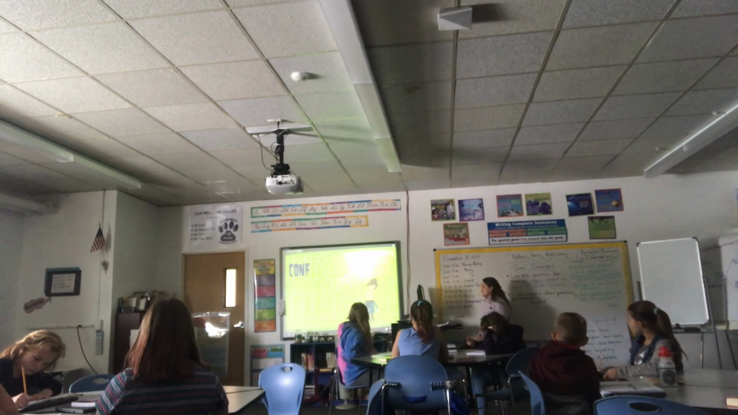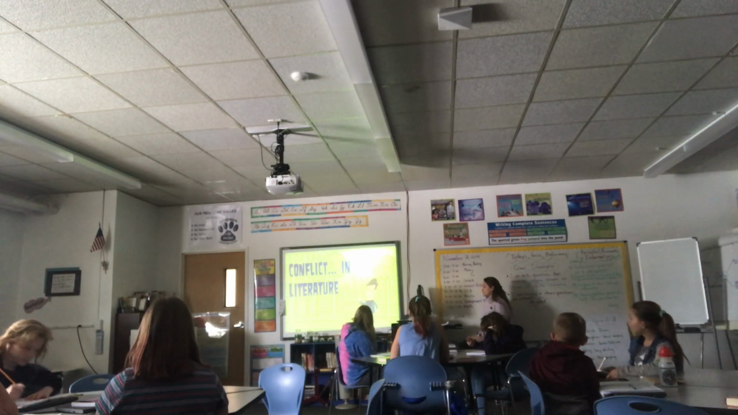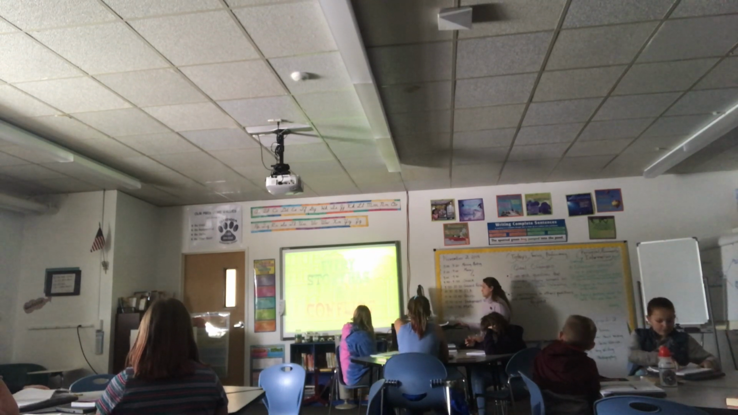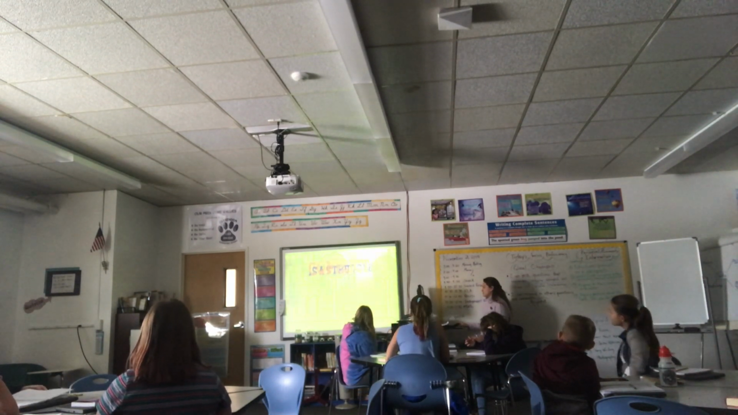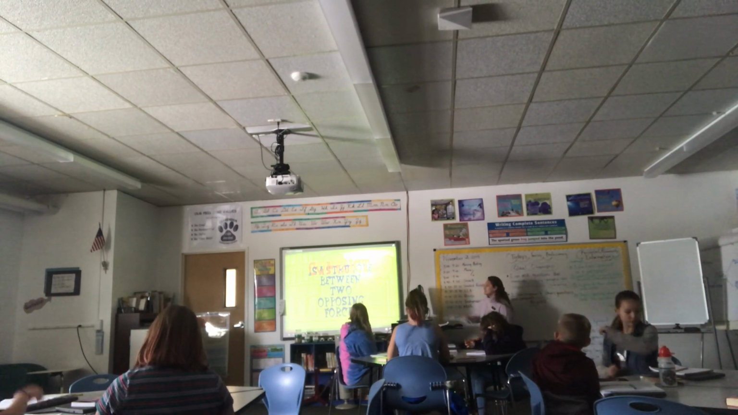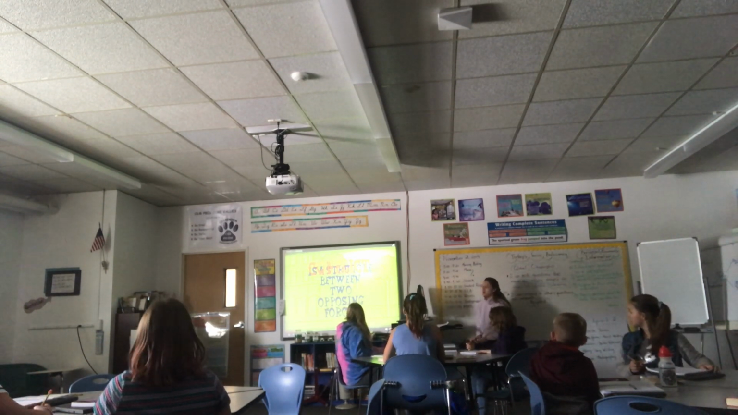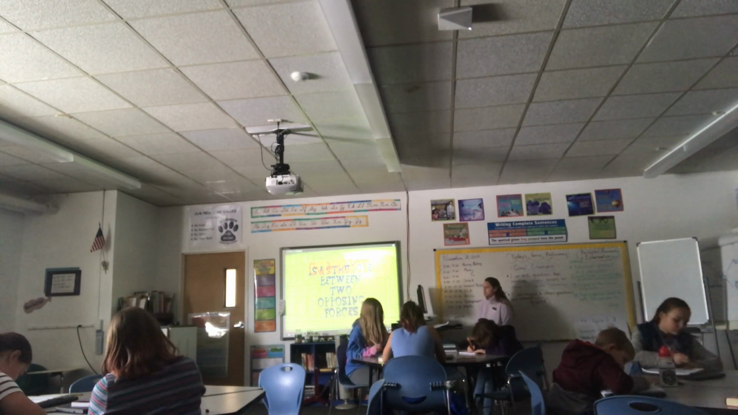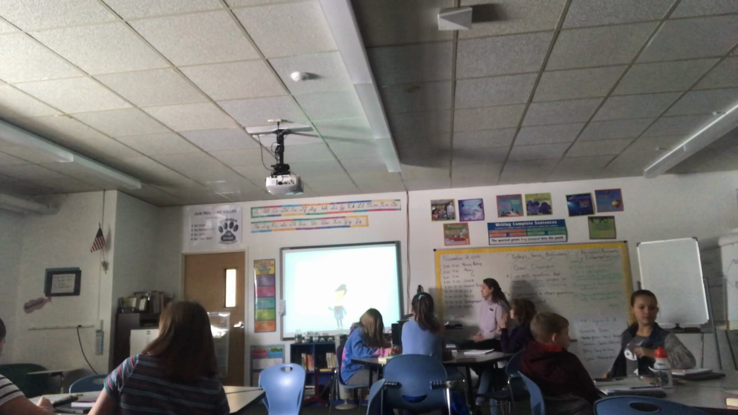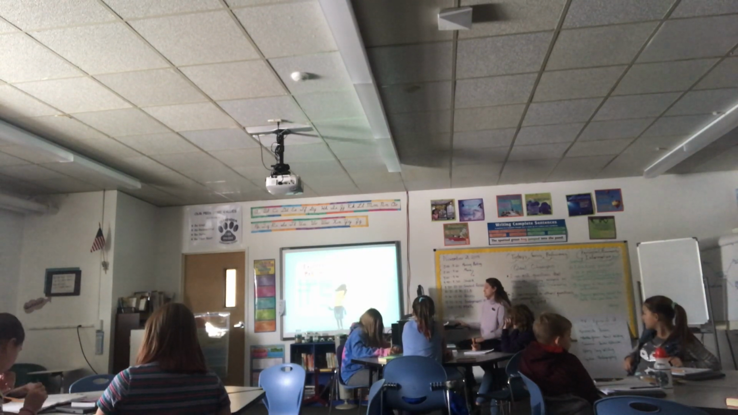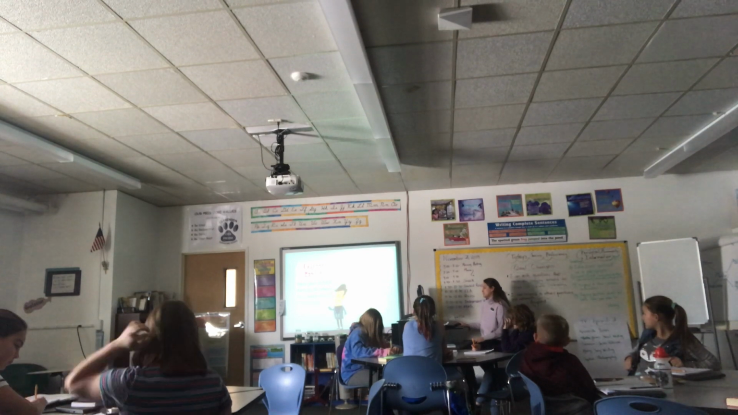Today, we're going to talk about conflict in literature. Every story has a conflict. A conflict is a struggle between 2 opposing forces. Okay, so can you guys write that down? I know it's kind of hard to see, but so conflict is a struggle between 2 opposing forces. There are 2 kinds of conflicts. There's an external conflict. These take place outside the body, and it's between the character and an outside force.